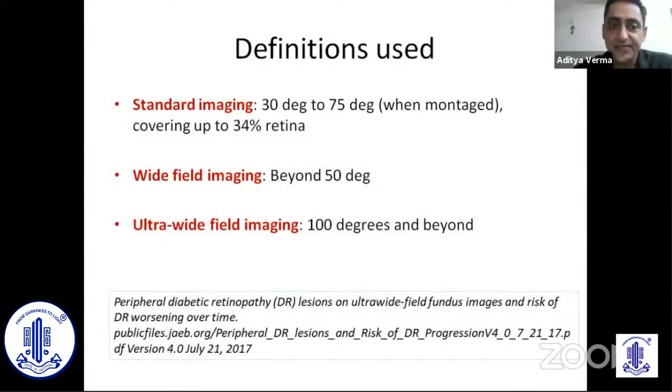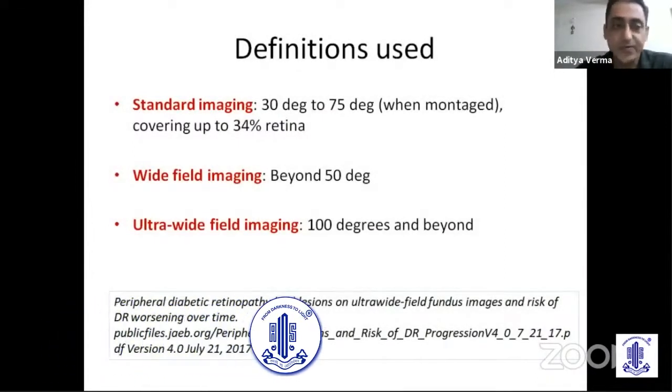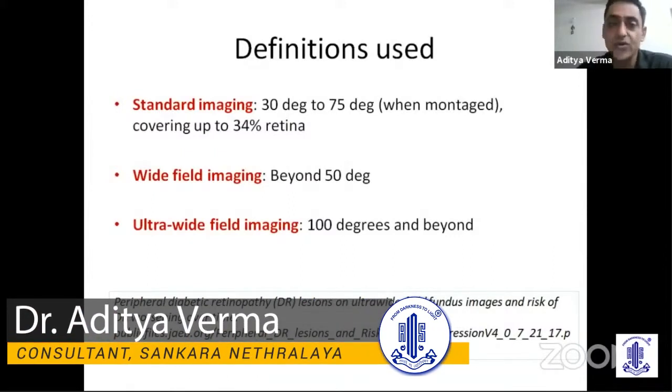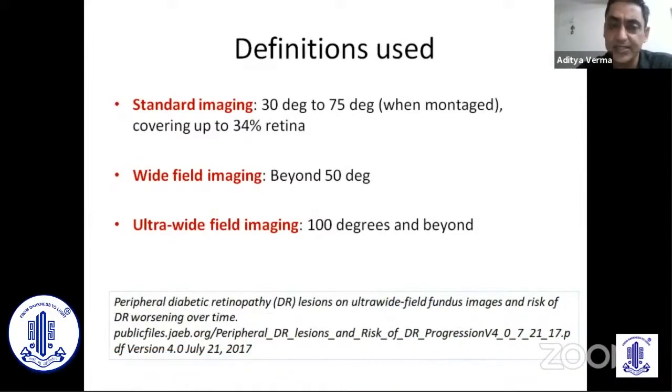As far as the standard definitions, I think Professor Atul has already spoken about them. The standard imaging is from 30 degrees to 50 degrees, when we talk about a single image, not a montage. With a montage, this can increase up to about 75 degrees. Wide field imaging goes beyond 50 degrees, and ultra wide field imaging goes beyond 100 degrees.